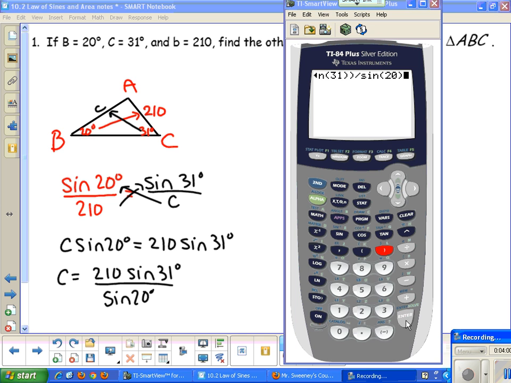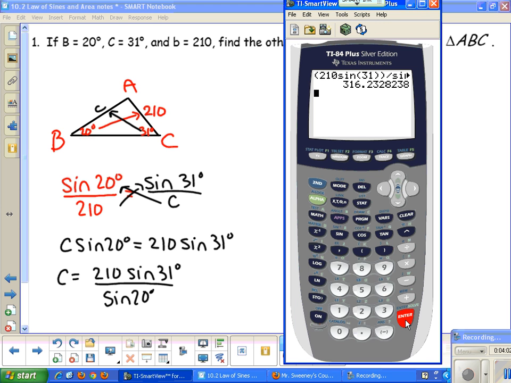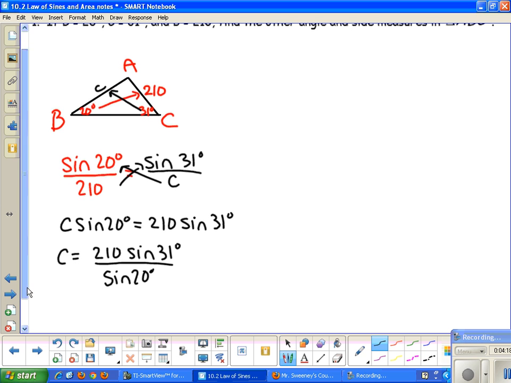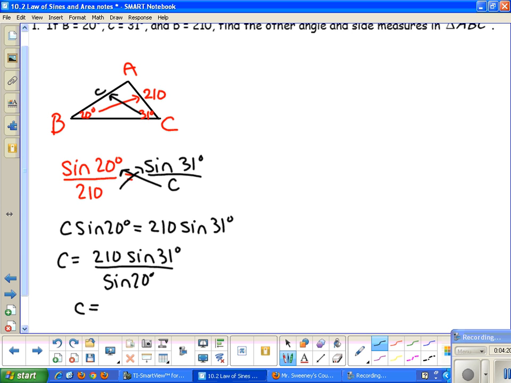So I plug this into my calculator, and if I hit enter, I get c length is equal to 316.23. And notice I put parentheses around what's in my numerator versus my denominator. So this c value then is equal to 316.23.